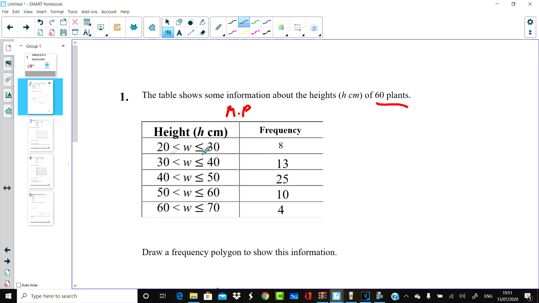So now if I do the first one, what's the midpoint? What's halfway between 20 and 30? That's just going to be 25. For this one, it would be 35. This one would be 45. Between 50 and 60 is 55. And between 60 and 70 is 65. Now we're going to use these numbers and plot them against the frequency.